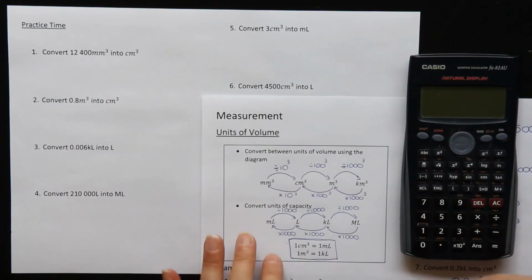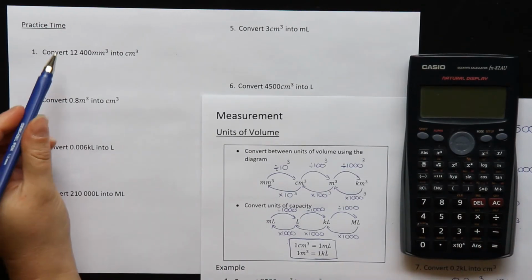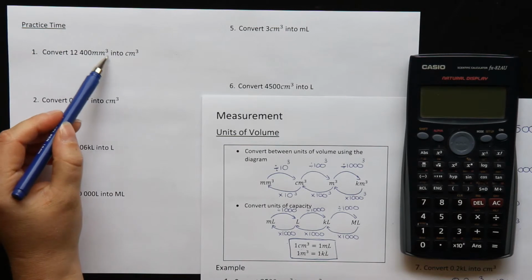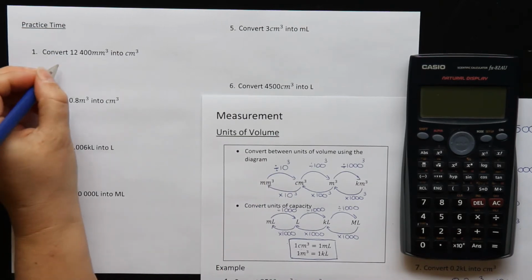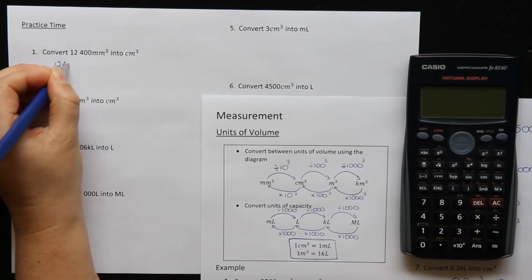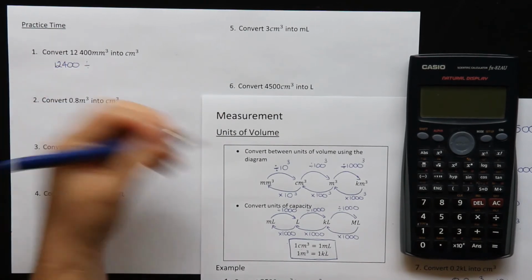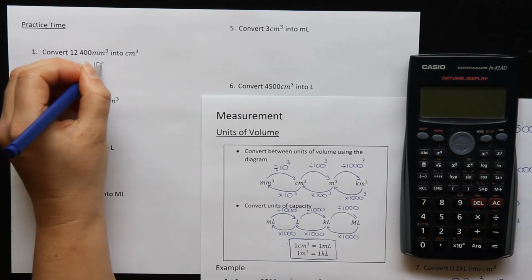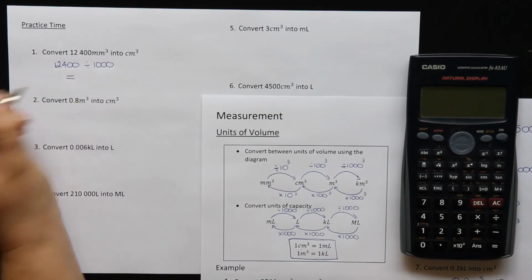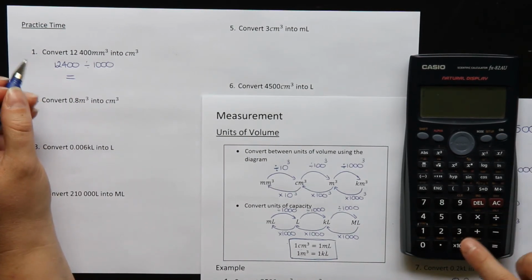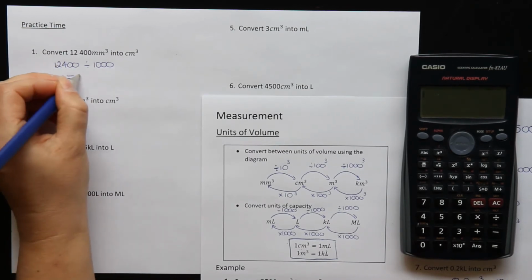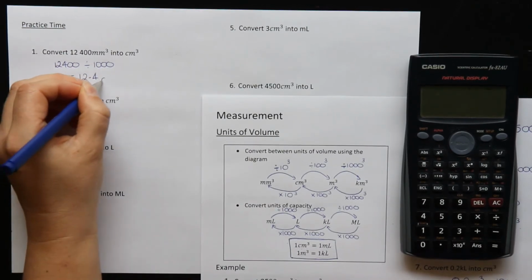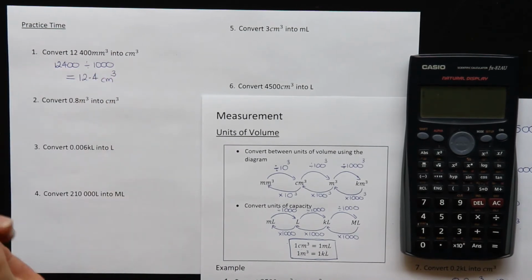Okay, so in question 1, we want to convert 12,400 millimetres cubed into centimetres cubed. So from millimetres cubed to centimetres cubed, we need to divide by 10 cubed. So 12,400, we need to divide by 10 cubed, which is actually the same as 1,000. Okay, so we don't need the calculator, we can just take 3 zeros off. 1, 2, 3 will make that 12.4 centimetres cubed.